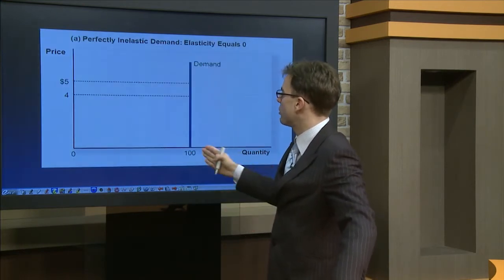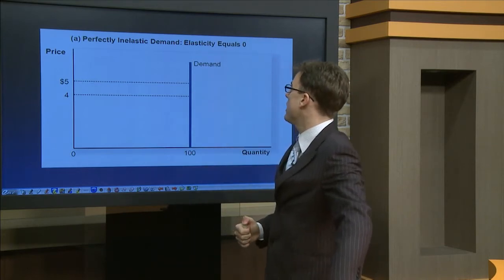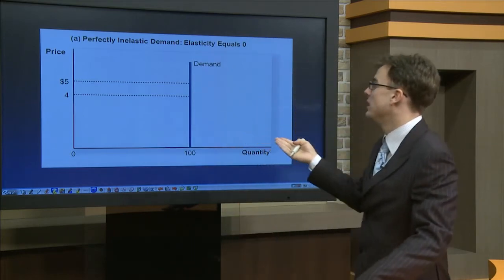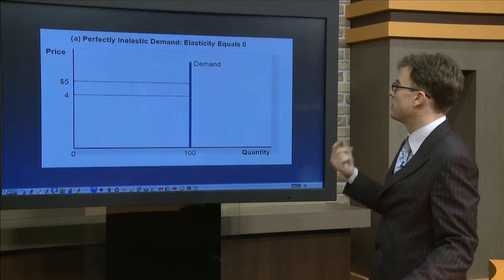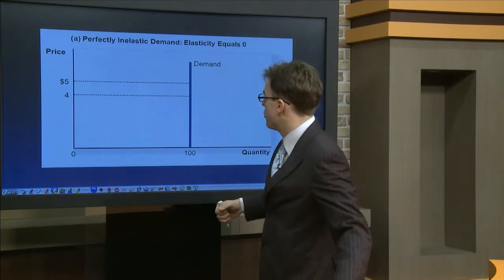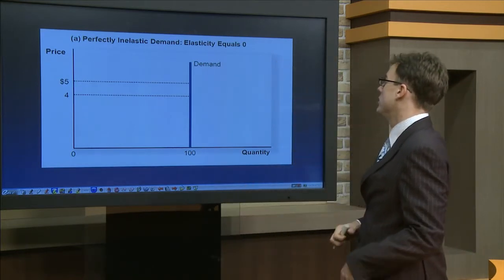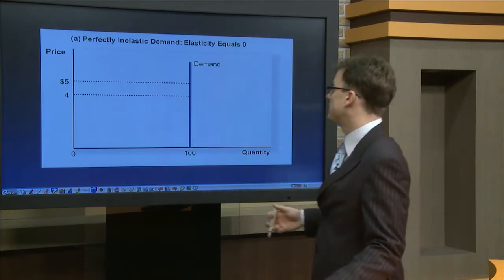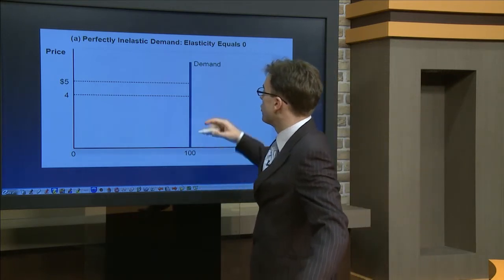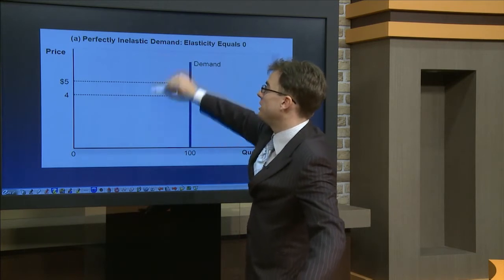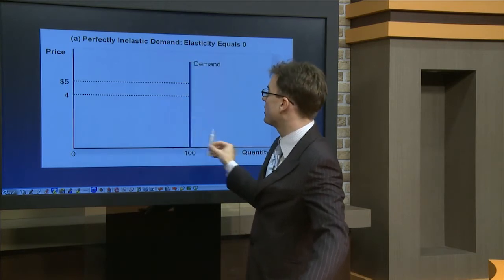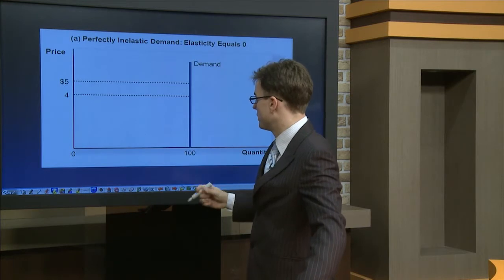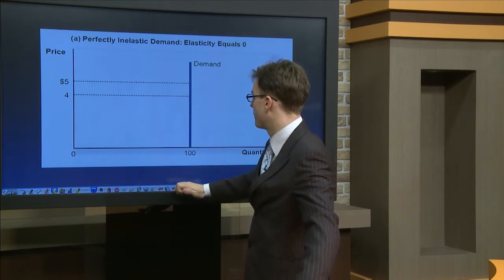If we had a perfectly vertical demand curve, we would say that this demand curve exhibits perfect inelasticity. This is a perfectly inelastic demand, because no matter what the change in price is, the consumers will not change their consumption level at all.